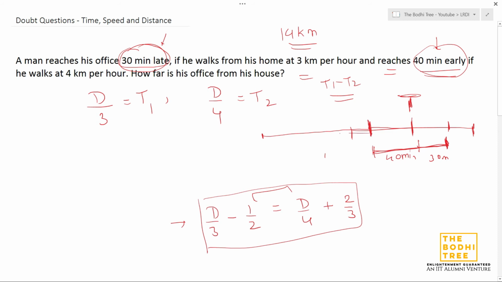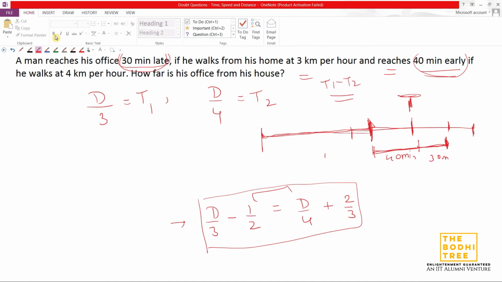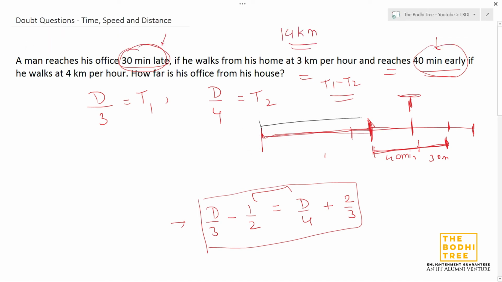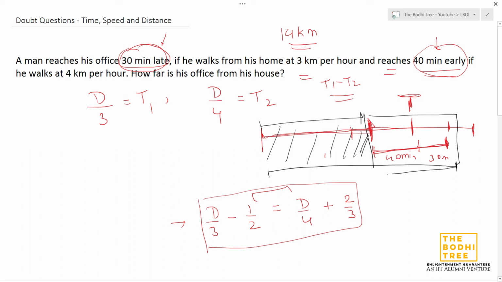This is the amount of time that he'll require when he is walking at 4 kilometers per hour, and this much time when he is walking at 3 kilometers per hour. If we take the difference, because this is the common part, we can get rid of it, and this will be the only difference. So basically 70 minutes is the difference between t1 and t2. So d by 3 minus d by 4 is nothing but 70 minutes. We'll convert it into hours, so we get 7 by 6.